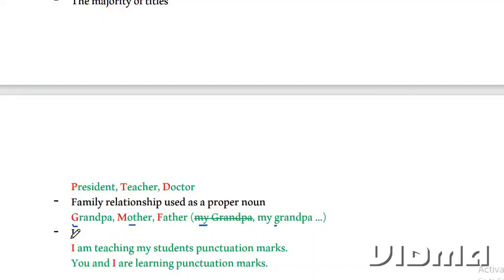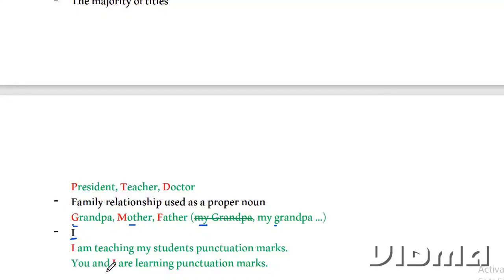Next one, I is always capital if I is alone. So the starting letter of a sentence is capital, and then beside this starting letter, if I is alone, whether it is at the beginning, at the end, or in the middle of the sentence, the I will be capital. Such as, I am teaching my students punctuation marks. So I is at the beginning, capital I, because the first letter of a sentence will be capital.